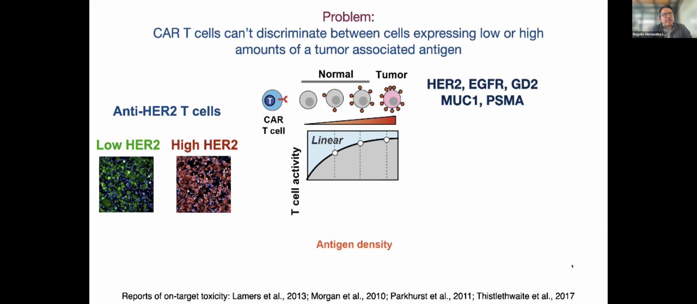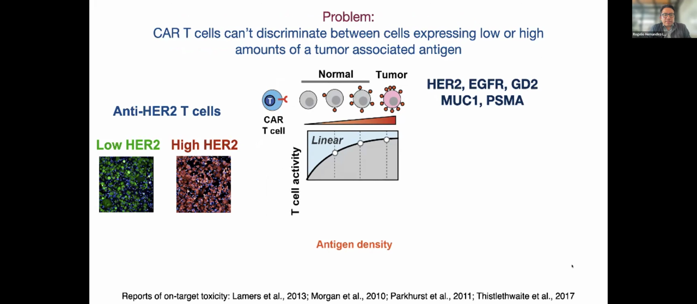But the challenge is that these receptors, when you put them into the engineered T cells, will kill any cell that they encounter, regardless of the amount of antigen that is expressed on the surface of the target cells.